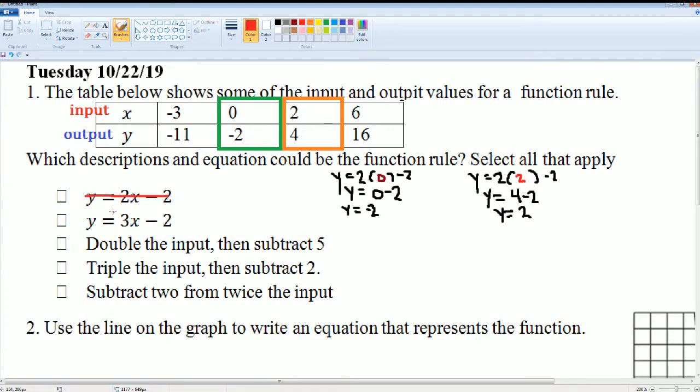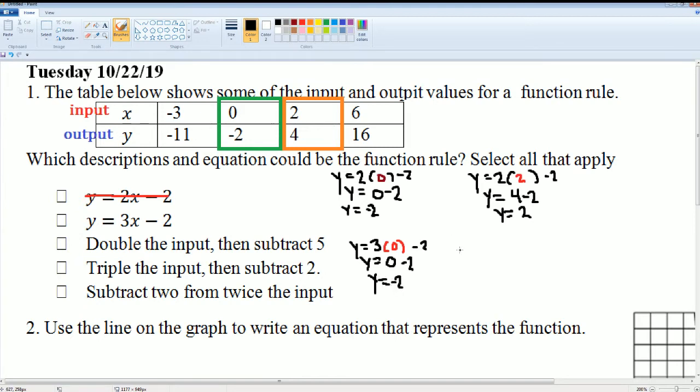We could check this one. A lot of people think this one works. So let's see it. Y is equal to 3x minus 2. Your x here was 0, so 0 times 3 is 0, minus 2. Your y does become negative 2, so that works.